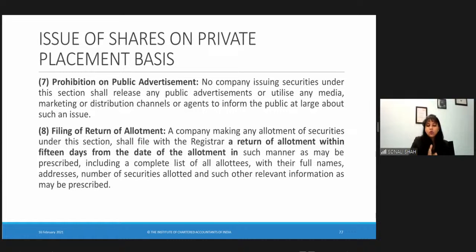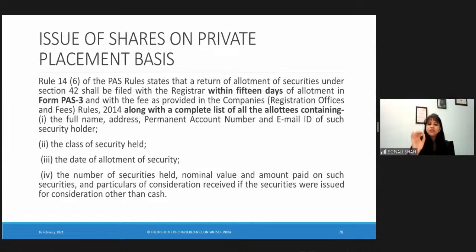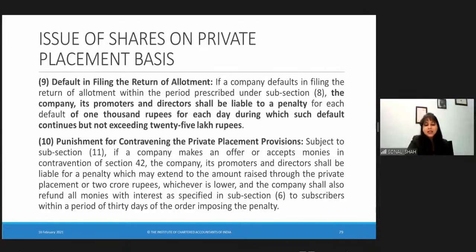Company is not allowed to do a public advertisement, and whenever there is an allotment of security, the return has to be filed with the registrar within 15 days in the form number PAS3. If there is a default in filing of return, the promoter, the director, and the company are liable for a penalty of 1,000 rupees each day, extending up to 25 lakh rupees. And if there is a violation contravening the provisions of private placement under section 42, then the company, the promoter and director are liable for a penalty, which is extendable up to the amount raised in the placement or 2 crore rupees, whichever is lower.